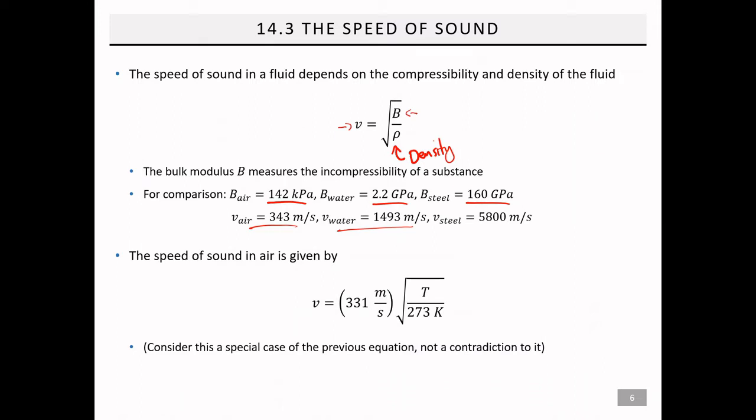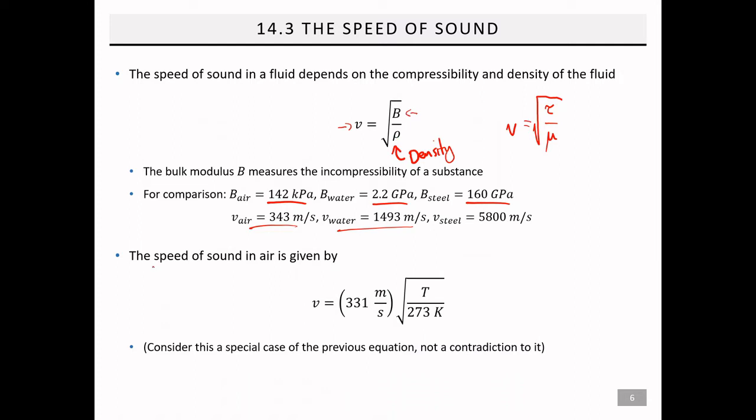In chapter 13, we learned about the speed of sound on a string. We found that v was equal to the square root of the tension in the string divided by the linear mass density of the string. And these formulas are actually very similar. The bulk modulus is related to the incompressibility of a substance, and the tension is how tightly you're pulling the string. And then, of course, in the denominators, the density is very much similar to the linear mass density.